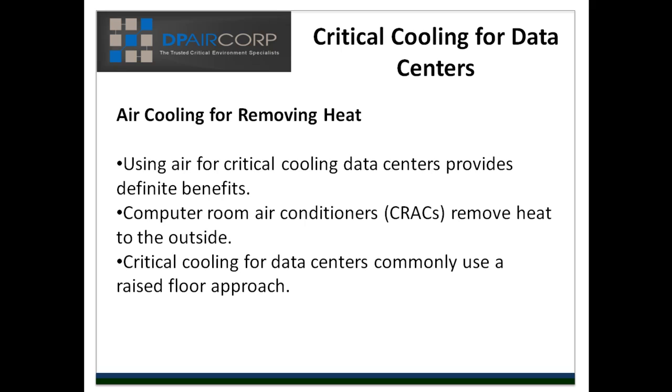Using air for critical cooling for data centers provides definite benefits. Ubiquitous air doesn't damage IT equipment. It's easy to move and allows warm air to rise and separate from colder air. Computer room conditioners, or C-racks, remove heat to the outside. Converting warm air to colder air, C-racks can cool an entire data center room, row, or server rack.